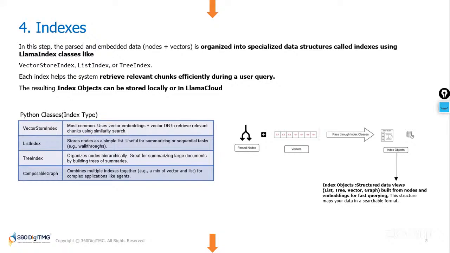So we have all heard of agentic AI. That is where we can start using these kinds of indexes. And finally, all these pass through index classes, and index objects will be created. It's basically structured data built from nodes and embeddings for fast querying.